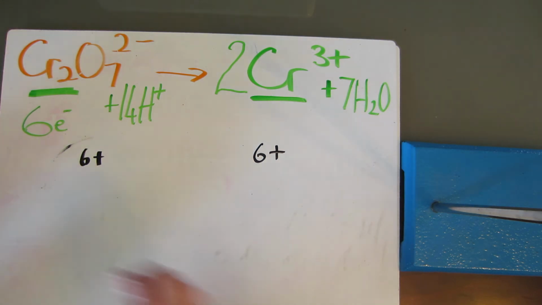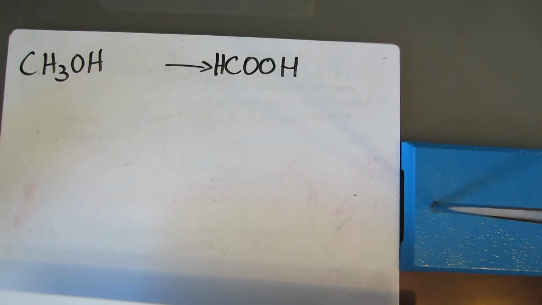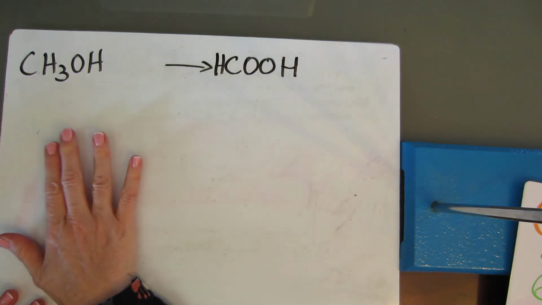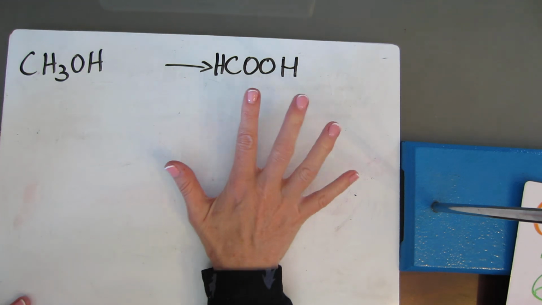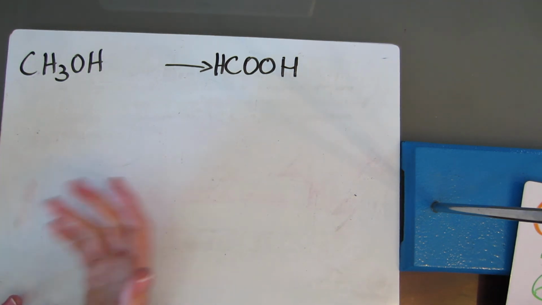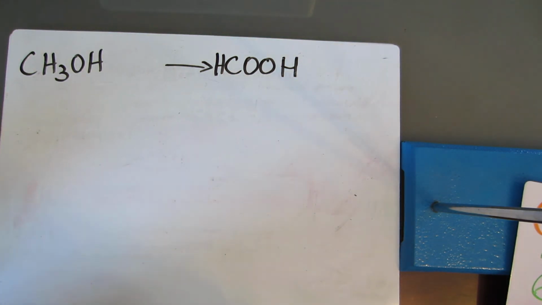Let's see what happens when it oxidizes alcohol. So I've written down an equation here: methanol being oxidized to methanoic acid. Okay, I can just use these rules for organic reactions as well. Doesn't matter, it's just general rules.